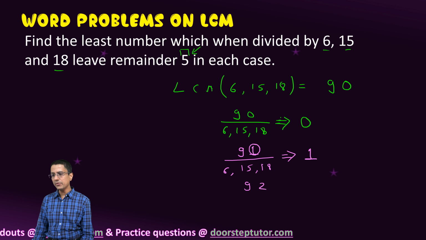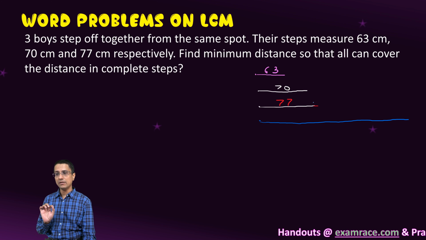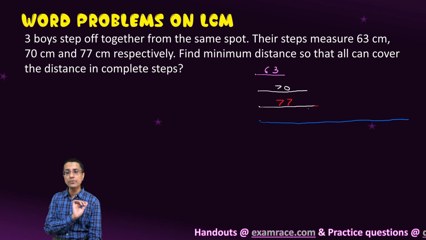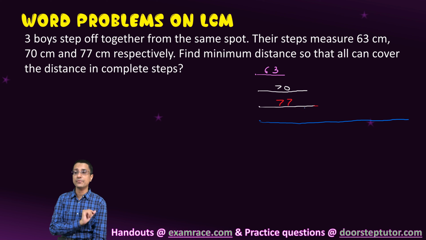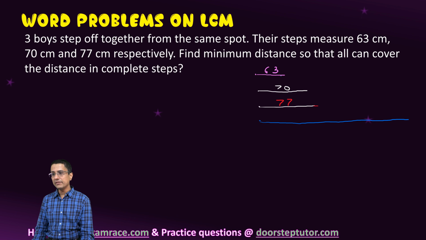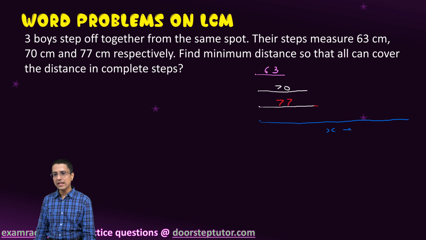We have to find out the distance they have to cover, the smallest possible distance that they need to cover, so that they have taken an even number of steps. Okay, they have taken no half steps. Only full, they can cover this distance in full steps. So how do we do that? The distance, whatever this is, has to be divisible by each of these numbers. And what is that number? That is of course the LCM. So our answer in this case is simply the LCM of 60, 70 and 77.